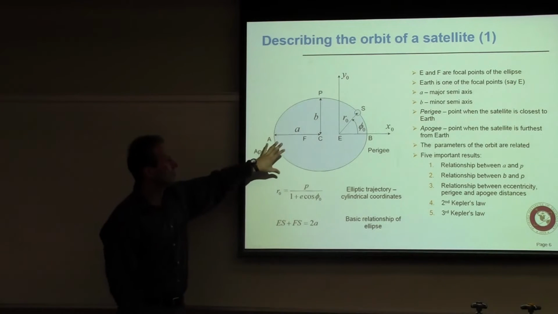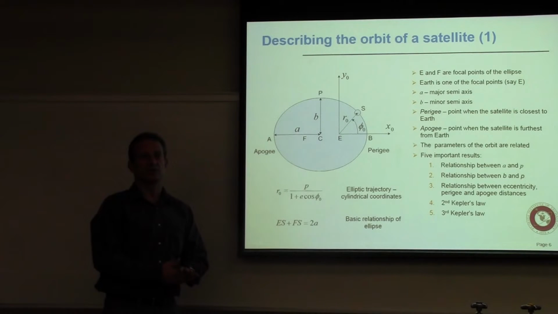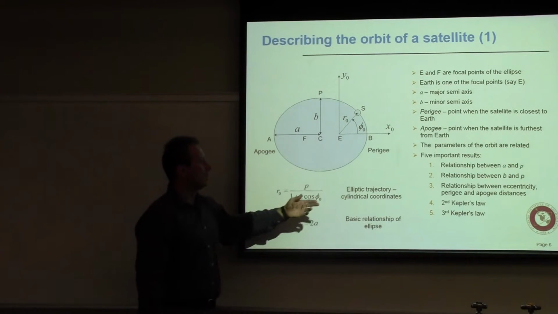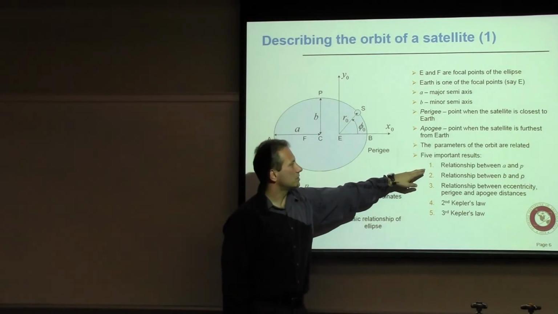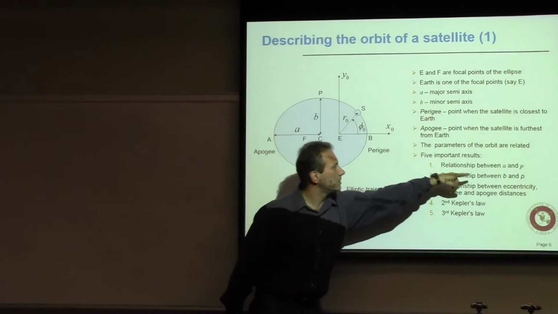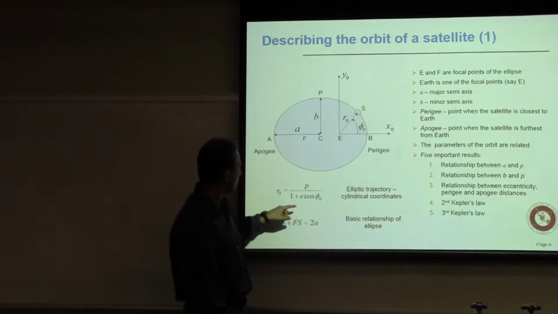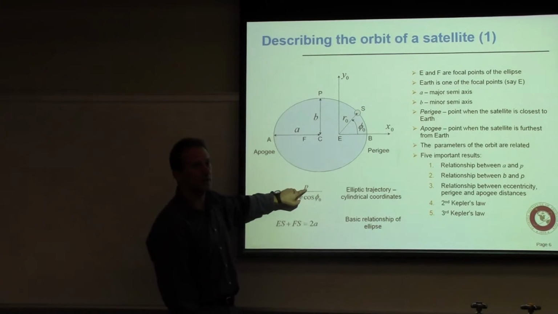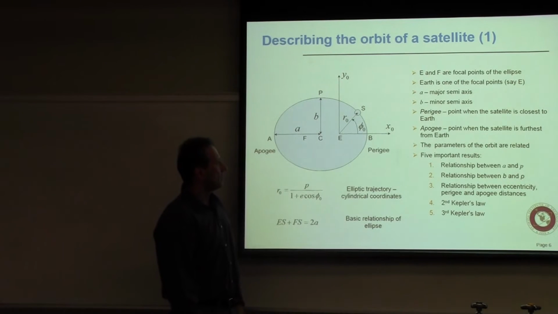Now, around this drawing here, we have 5 important results that we are going to be using over and over. The first result is a relationship between this a and p. This P and this P are different. The P over there is a lowercase p, this guy, right?